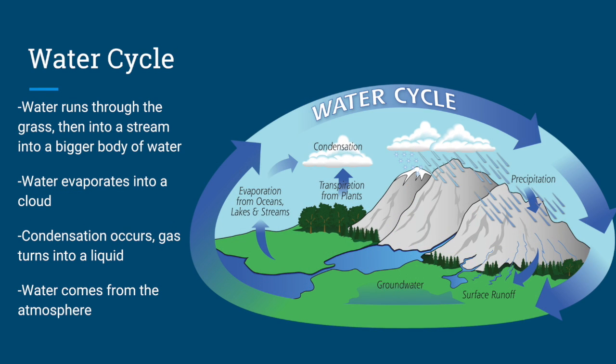Water cycle. In the water cycle, water runs through the grass, coming off into a stream, into a bigger body of water, and goes back to the atmosphere when water evaporates. The water vapor forms a cloud. Due to condensation, the gas turns into a liquid. Clouds produce precipitation, and water comes from the atmosphere, especially in the winters, when the grasslands are very wet.